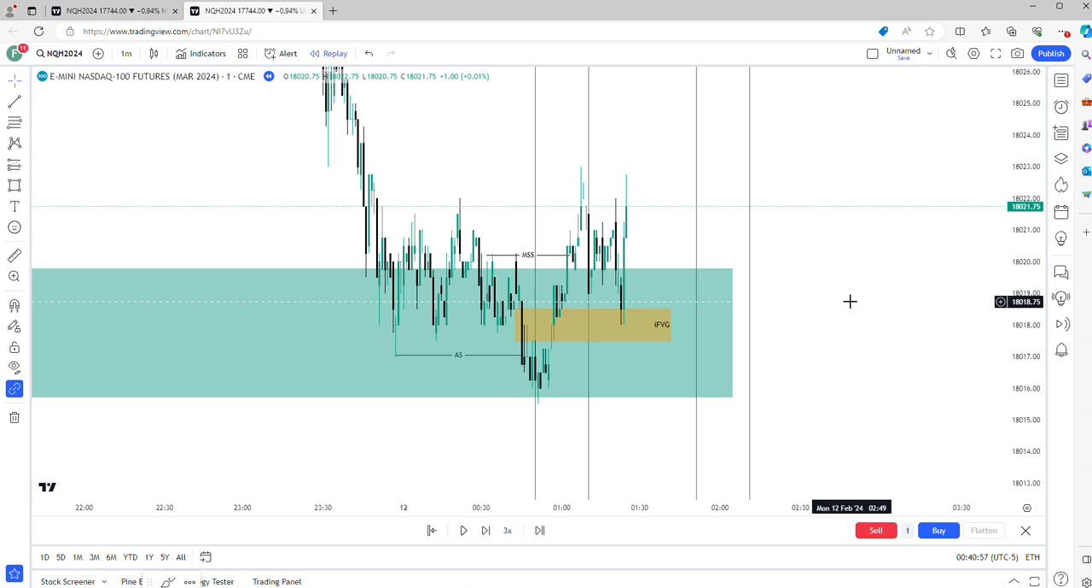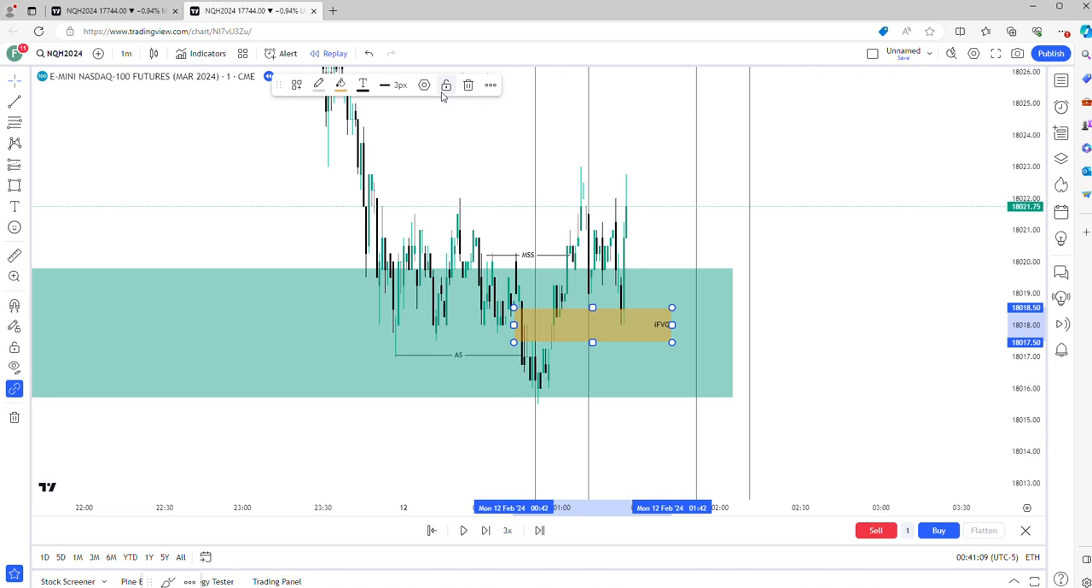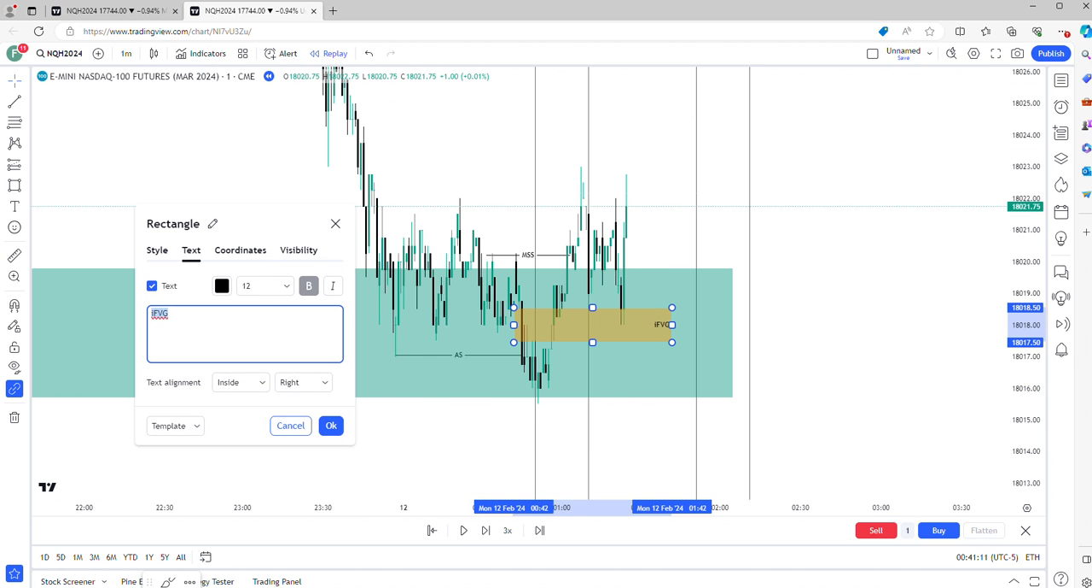And what I'm going to do in this video is merge different PD arrays, different execution models, just to show that it's not just one size fits all. You can execute off whatever PD array resonates with you. So if you like inversions, use inversions. If you like bullish gaps or fair value gaps, do that. Whatever resonates with you, that's what you've got to focus on.